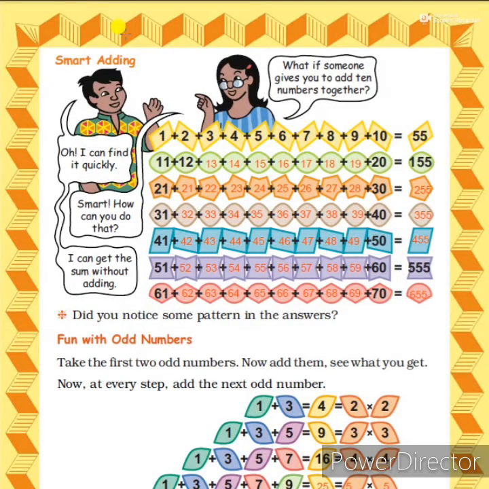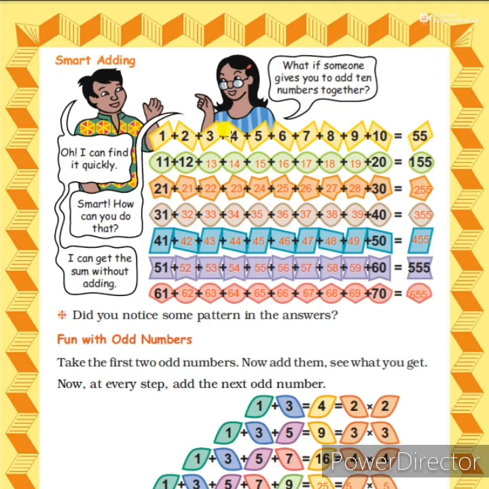Now let's start this page, page number 109, smart adding. What if someone gives you 10 numbers to add together? Oh, I can find it quickly. Smart, how can you do that? I can get the sum without adding. Here two students are talking about how they can add these 10 numbers together without any difficulty. One is asking how you can add this together easily. The other observed these numbers and found some pattern in them, so he said he can add these numbers very quickly.